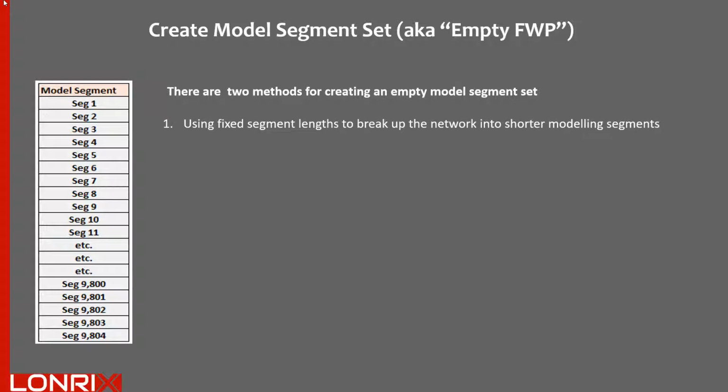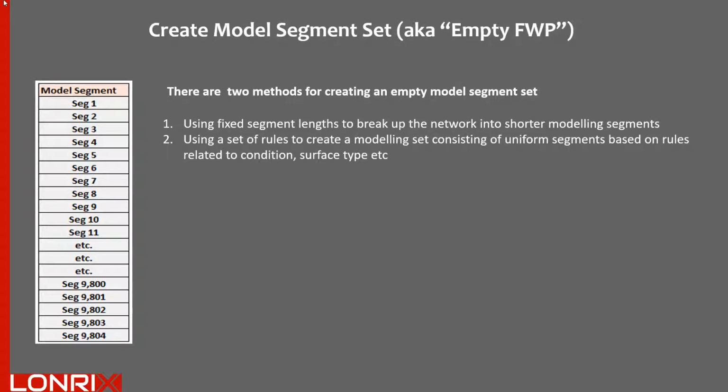The first method is quite simple and uses fixed segment lengths to break up your network into shorter modeling segments. The second method is more complex and uses a set of rules to create a modeling set consisting of uniform segments based on rules related to condition, surface type, etc.